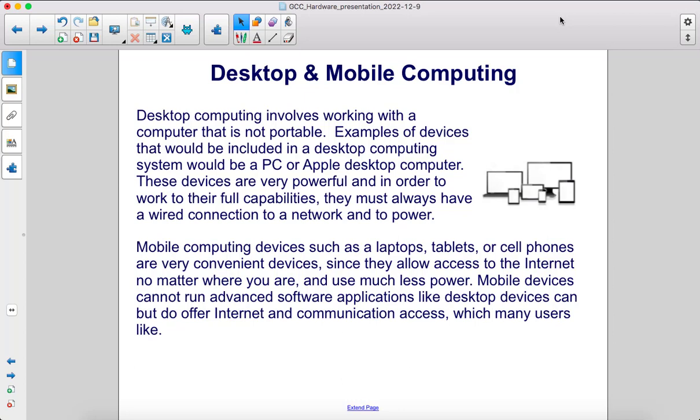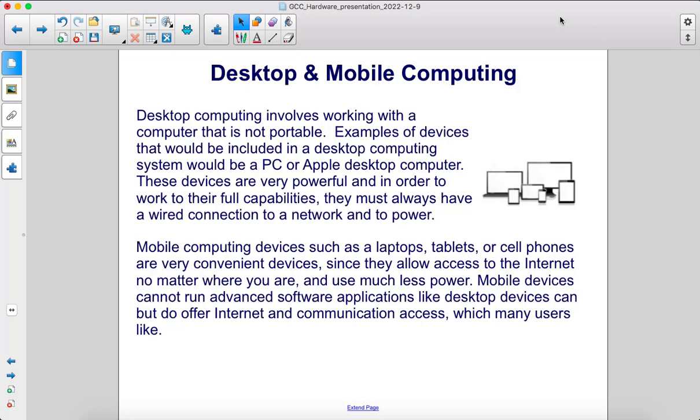Mobile computing devices such as laptops, tablets, or cell phones are very convenient devices, since they allow access to the internet no matter where you are, and use much less power. Mobile devices cannot run advanced software applications like desktop devices can, but do offer internet and communication access, which many users like.